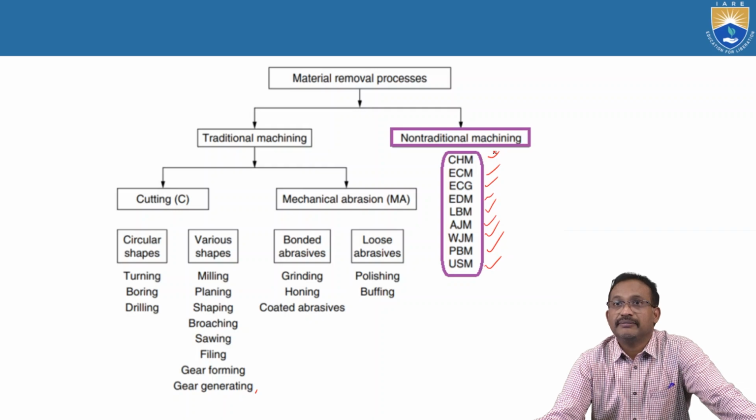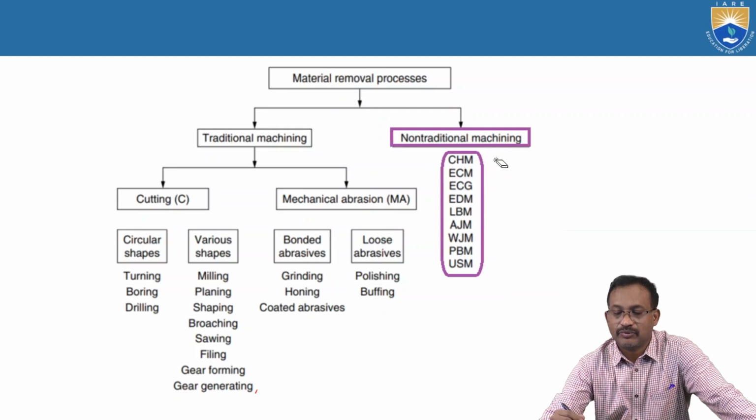CHM, chemical machining, ECM, electrochemical machining, ECG, electrochemical grinding, EDM, electro discharge machining, LBM, laser beam machining, AJM, abrasive jet machining, WJM, water jet machining, PBM, plasma beam machining, USM, ultrasonic machining. So these are some of the non-traditional machining processes.